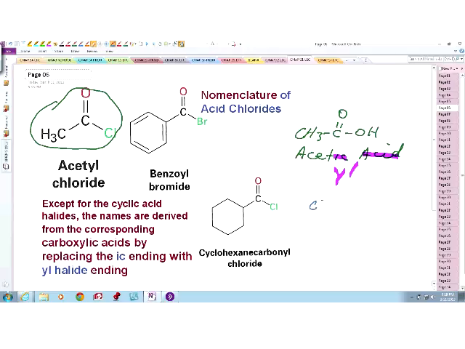For example, if we have this molecule here, what would be the corresponding carboxylic acid name for this? Propanoic acid, okay. So to name this molecule, what we need to do is remove the ic, and then we replace it with yl, so it becomes propanoyl, then we add the word chloride.